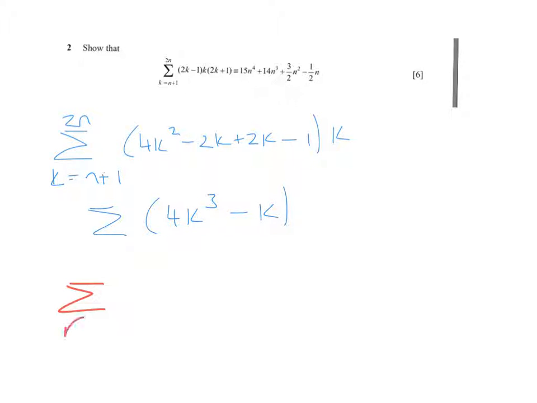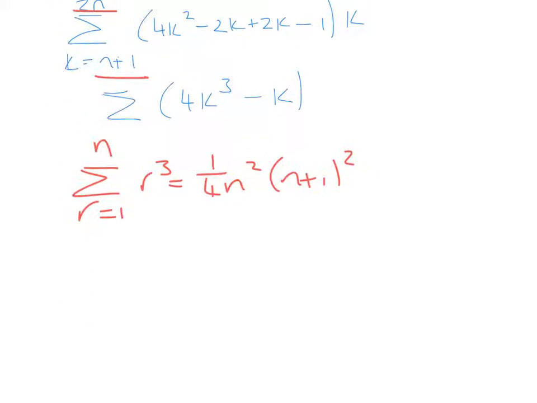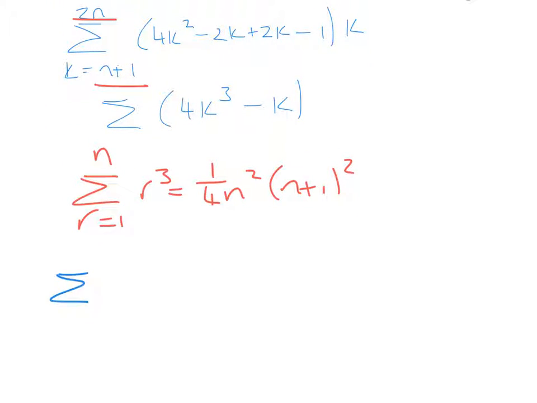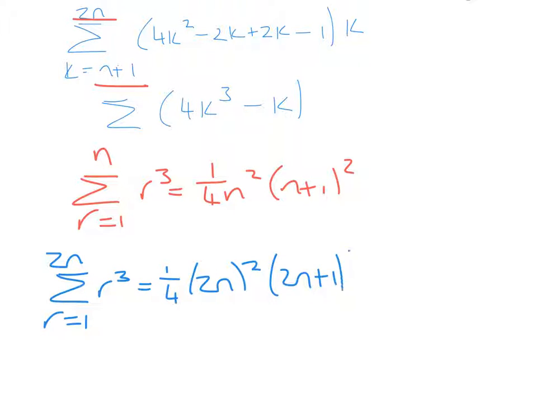The sum from r equals 1 to n of r cubed is 1/4 n squared upon n plus 1 all squared. Our problem here is we want to start at n plus 1 and end at 2n. So let's try and work that into the formula that we have been given. So we have to start at 1, and if we go to 2n r cubed, then that would be 1/4 2n squared 2n plus 1 all squared. So that is going to be n squared upon 2n plus 1 all squared.